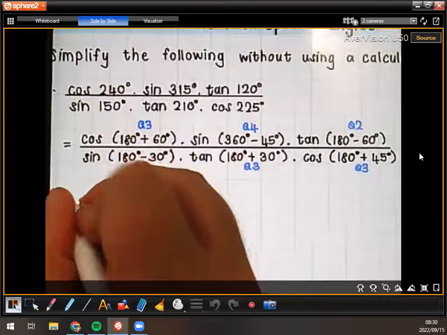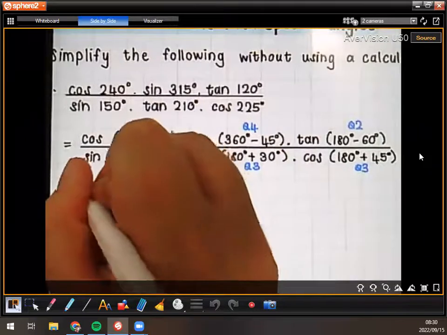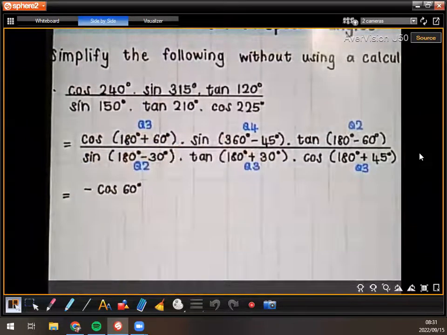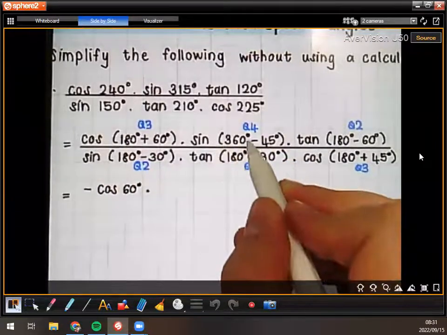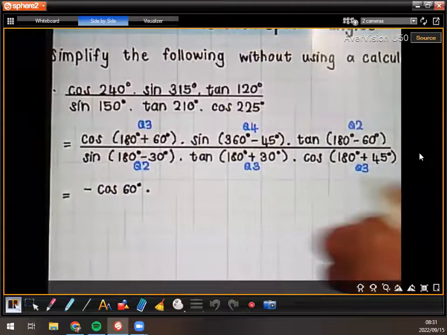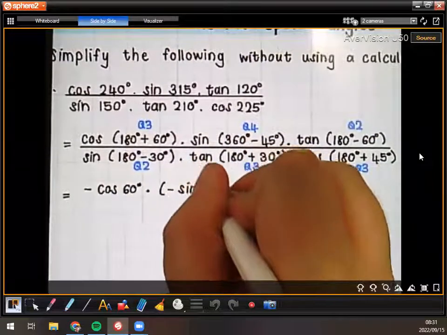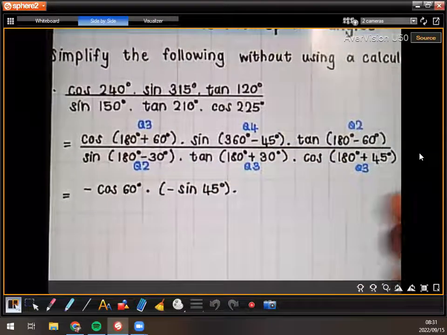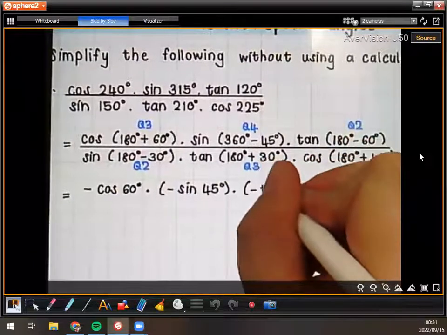All right, so next step. Now we're going to take all of those signs in those quadrants, right? Cos in the third quadrant is negative. So this becomes negative cos 60, times sine in the fourth quadrant is also negative, right? So this is going to become negative sine 45. And tan in the second quadrant is also negative. So negative tan 60.